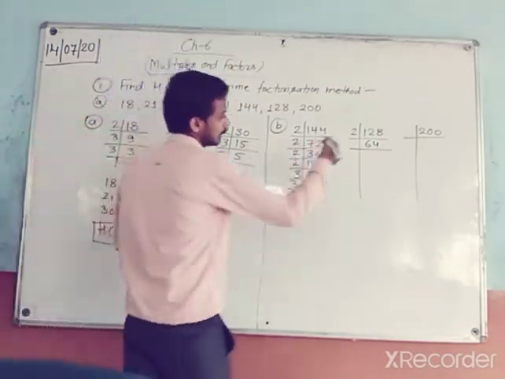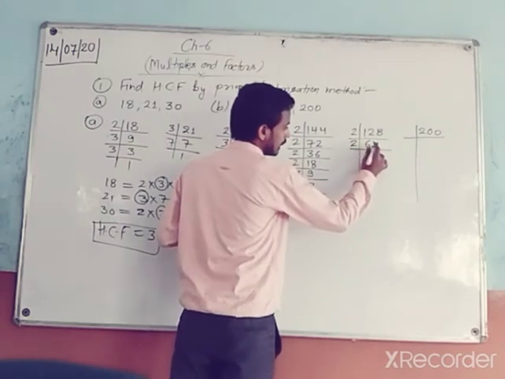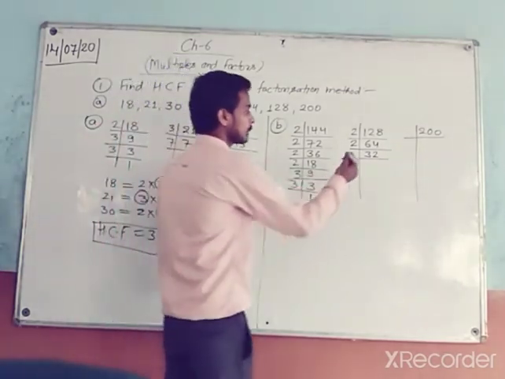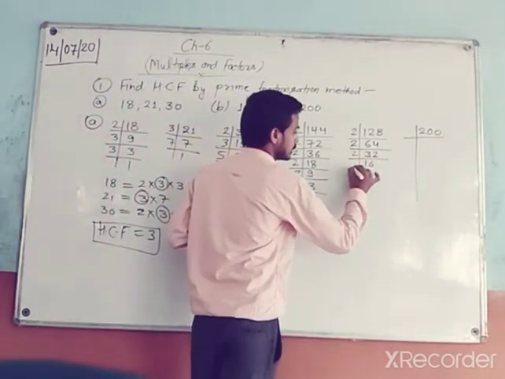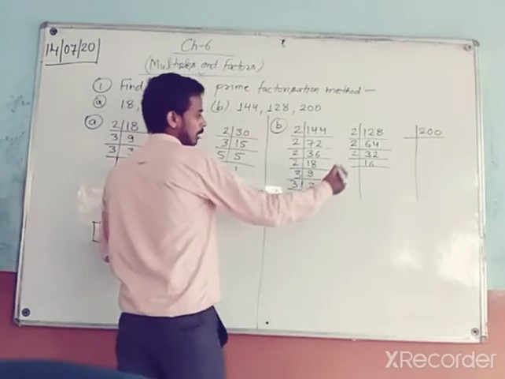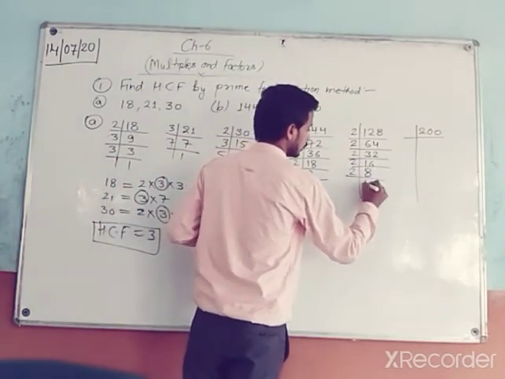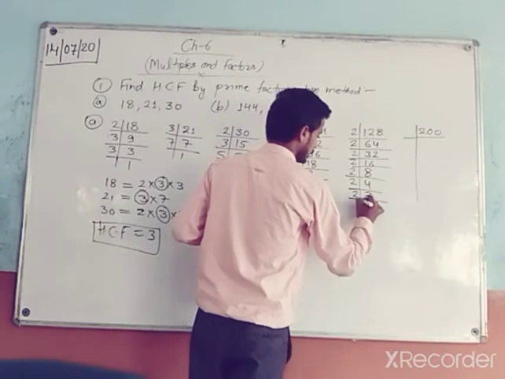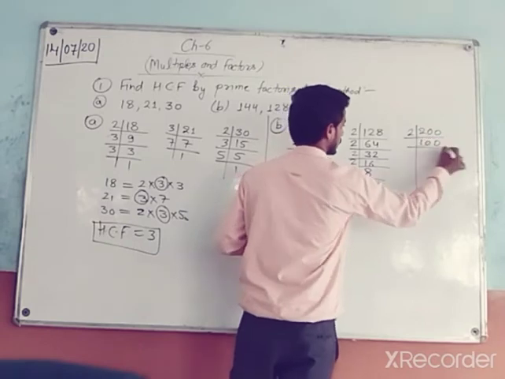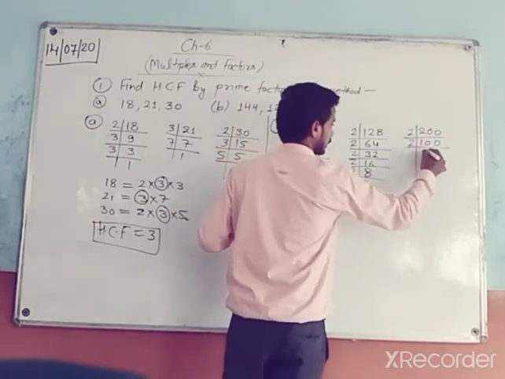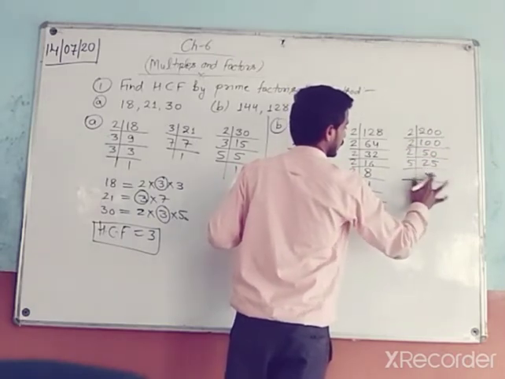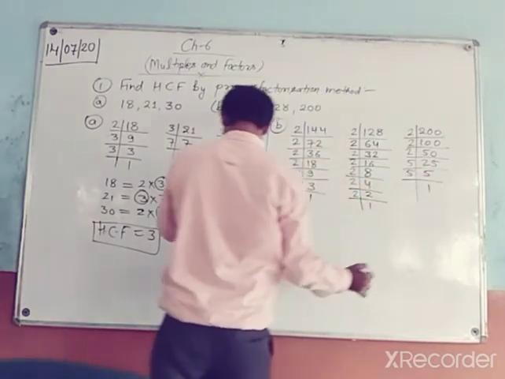Okay. Now again 2. 2 threes are 6, 2 twos are 4. Again, clear? Now 2 sixteens are 32, if you know the table of 16. Next, 2 eights are 16, 2 fours are 8, 2 twos are 4, and 2 ones are 2. The last number is 200, 2 hundreds are 200. Clear? Then 2 fifties, then 2 twenty-fives, then 5 fives are 25, and then 5 ones are 5.